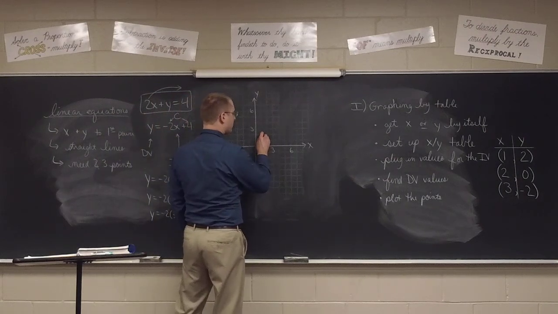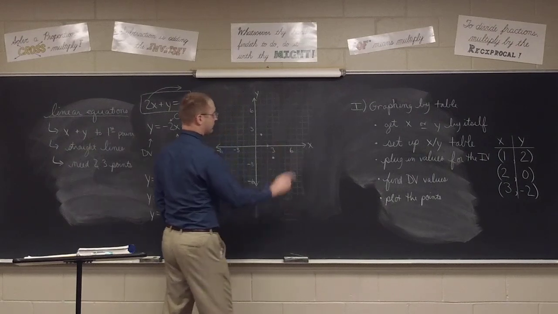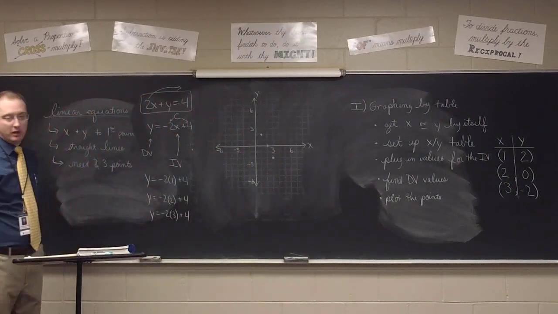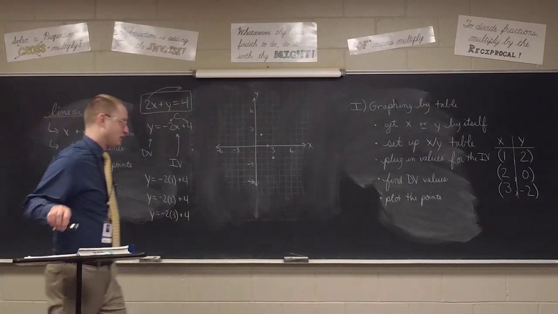All right, so once you've got your XY coordinate plane set up on your paper, go ahead and plot your points. We got a point 1, 2. We got a point 2, 0. And we have a point 3, negative 2. Plot those 3 points. Once you got those points plotted, you can probably figure out what we're going to do next. The goal is to get a straight line, right? What do you think we're going to do? Draw a line. Connect the dots.